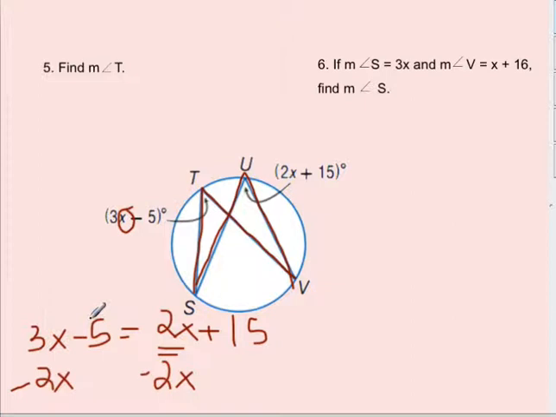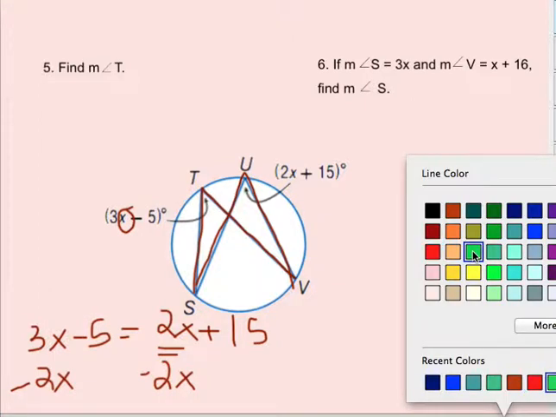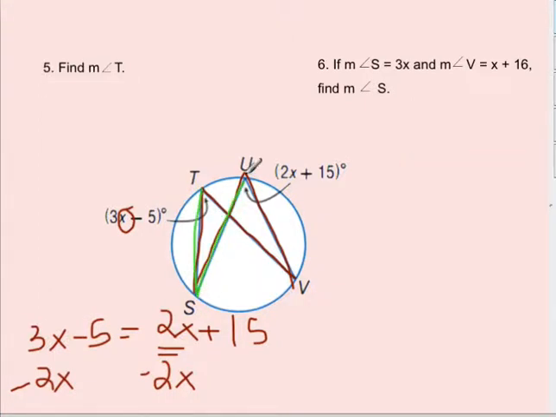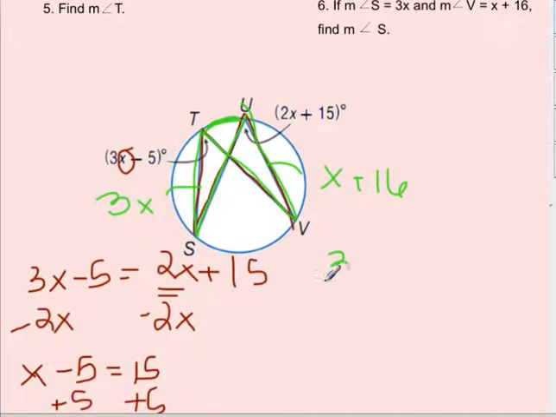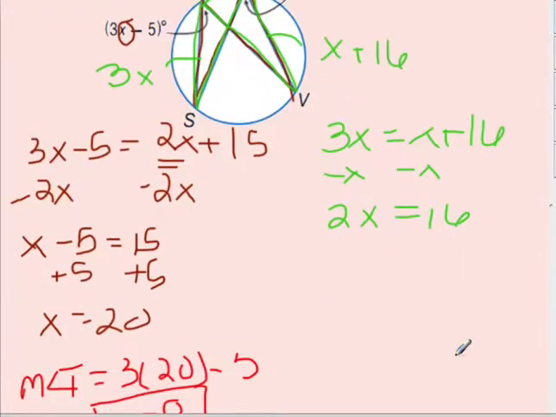Next, let's take a look at number 6. Now it's telling us that angle S is 3x. So that angle right there is 3x. Then the measure of angle V right here is x plus 16. I notice that they both have an intercepted arc of TU, which means the angles need to be congruent. So 3x is equal to x plus 16. I'm going to start by subtracting x from both sides, and I get 2x is equal to 16. Then I'm going to divide both sides by 2, and I get that x is equal to 8.